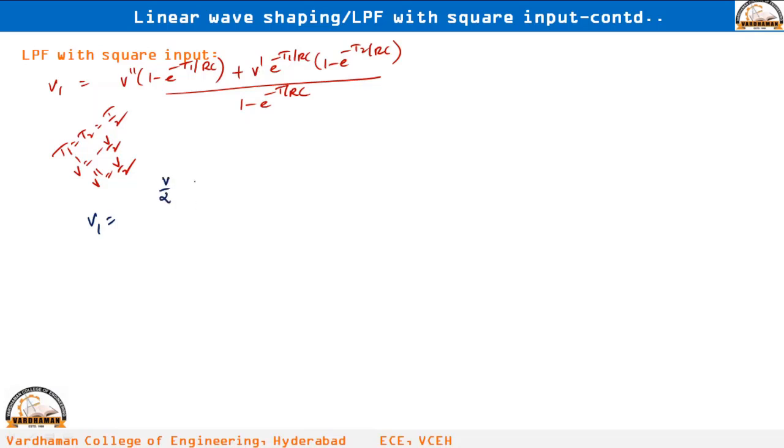So, if you take V by 2 common, what will we get? 1 minus e power minus T by 2RC, because T1 is equal to T by 2. This is from the first one, minus e power minus of T by 2RC, plus 1 minus e power minus T by 2RC.